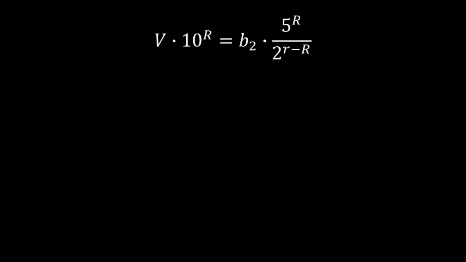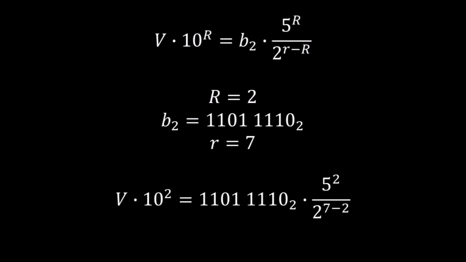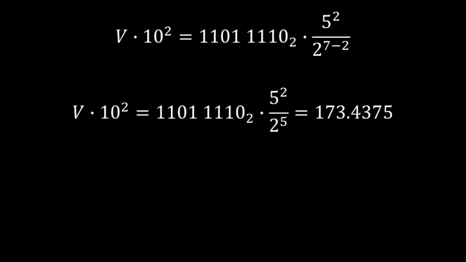So if we take this equation and insert the fixed point value that we had before and the bits below the radix that we had before, which is 7, and this will set capital R to equal 2. So this should give us 2 decimal places. So if we substitute those numbers into our equation, we get our fixed point value, which is the integer 222, multiplied by 5 squared divided by 2 to the power of 5. If you put that into your calculator, you will get 173 and some numbers below the decimal place.